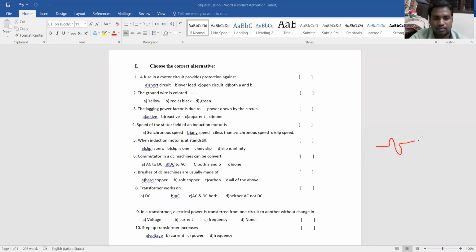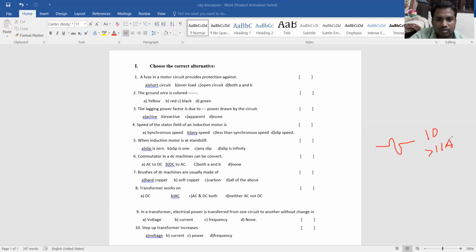Whenever there is high current, suppose the fuse is rated for 10 amps, but if 11 amps of current is flowing, it will be dangerous to the given circuit. So that is why the fuse is going to melt. That means short circuit cases or overload cases also. Short circuit means the voltage is less and the current will be more. So both answers, short circuit and overload, Answer A and B.